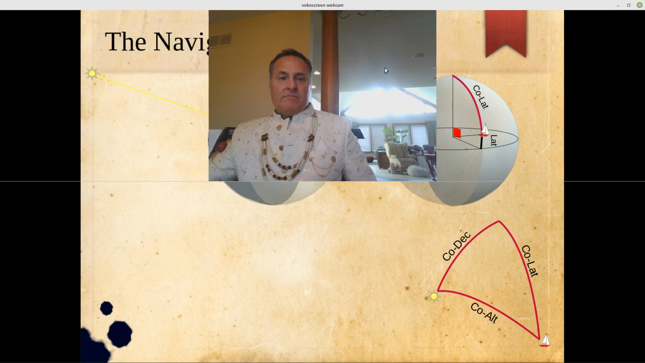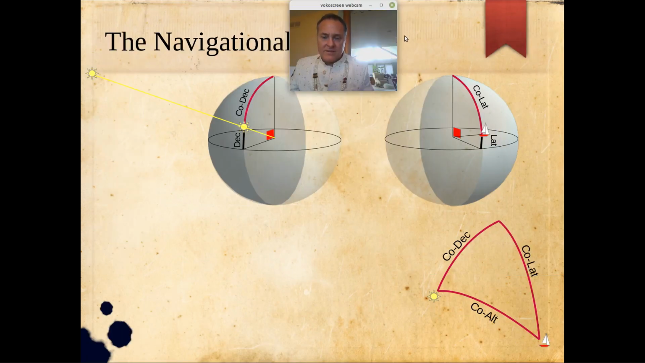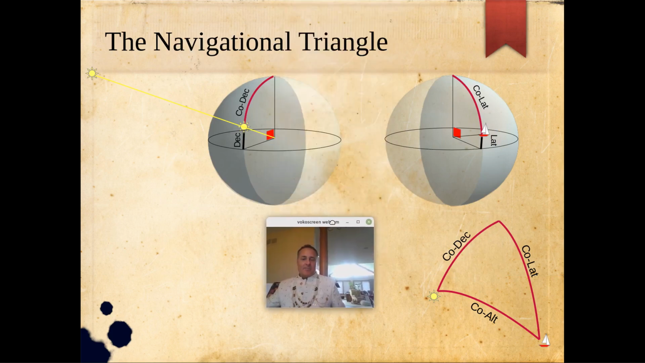Here I show the sailboat, not the sun, and I show that its declination is called the latitude, since we're referring to a terrestrial body. Its latitude is this angle. And the balance from here all the way up to the North Pole, this angle is called the colatitude, 90 minus the latitude.